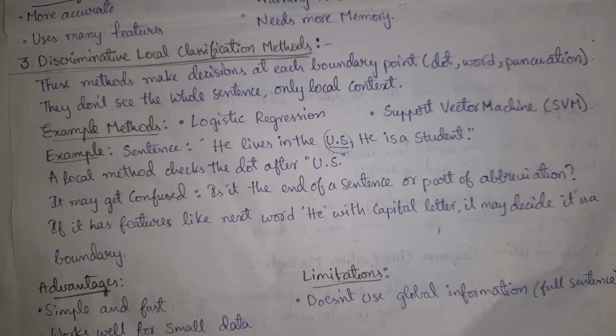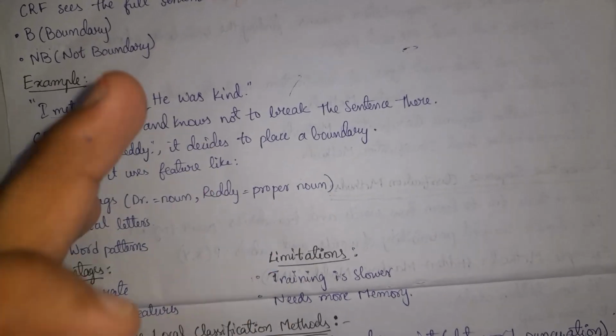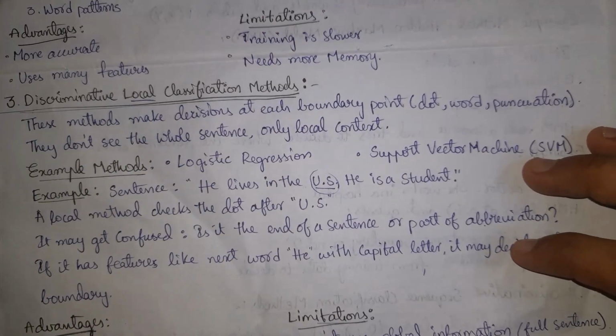And the third one is discriminative local classification methods. So same example which I explained before, but there is one word extra, that is local.